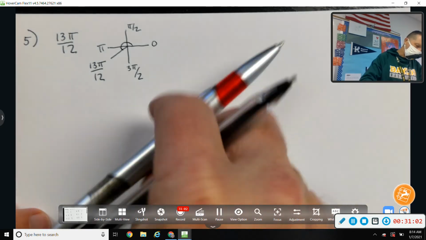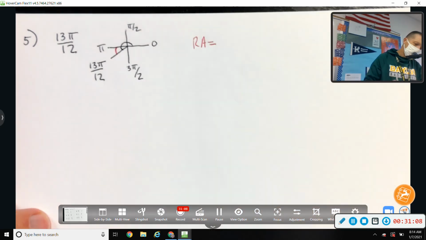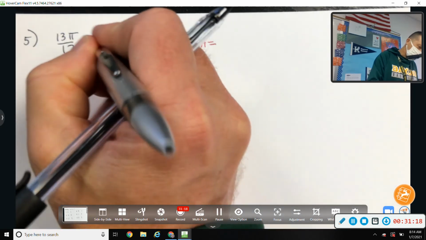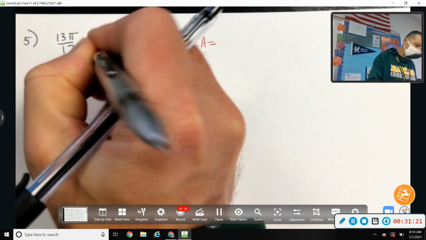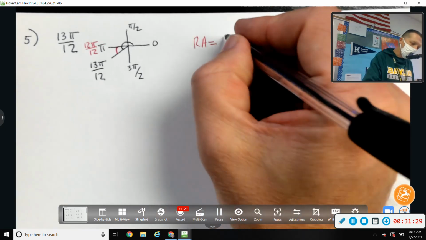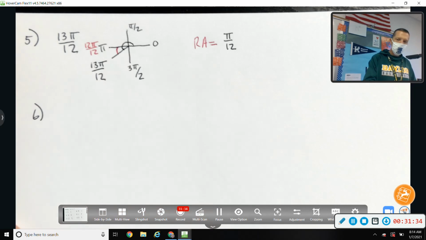That reference angle. Can you tell what the reference angle is? Might help if you change this pi to 12 pi over 12. You got a common denominator there. So how much past 12/12 did we go? 1/12. So pi over 12 is our reference angle. Let's do one more of those, and then we got one more problem after that.